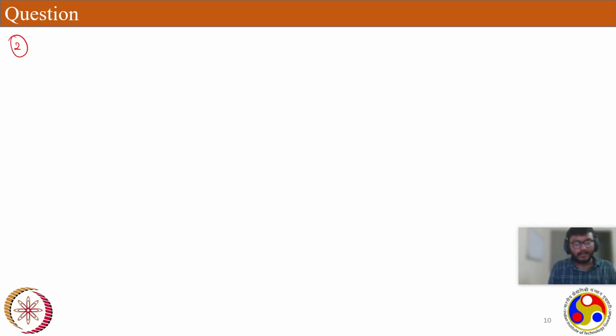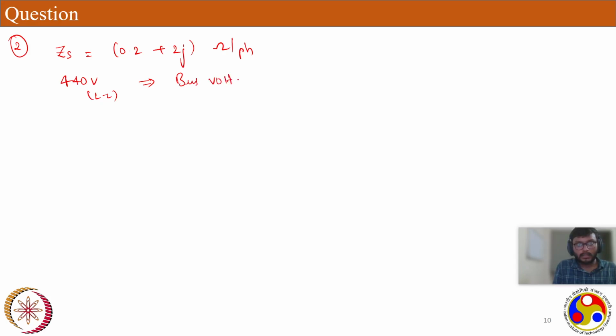So next question, we will solve a small numerical. Let's say we were given a synchronous motor with a synchronous impedance of 0.2 plus 2J ohms per phase, and the bus voltage is given as 440 volts line to line. This is the bus voltage, and it is said that my synchronous motor is acting as a synchronous condenser. We have discussed it. Let me just put the question here.